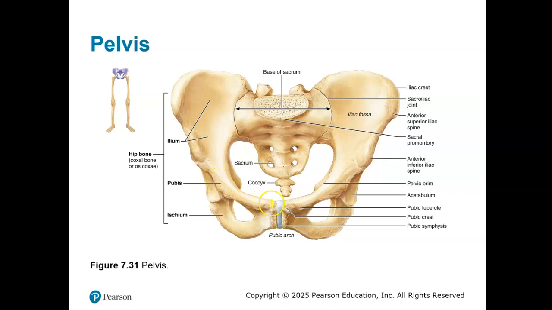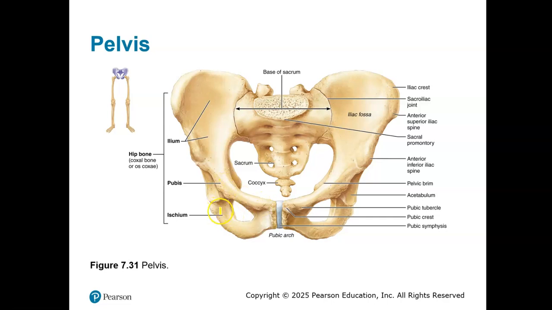this is the pubis, and between the two pubic bones is the pubic symphysis, which is made of fibrocartilage. This pubic symphysis is going to soften and become stretchy during labor, so that the female hips will widen, and this whole area will widen, so it will be easier for the baby to fit through.